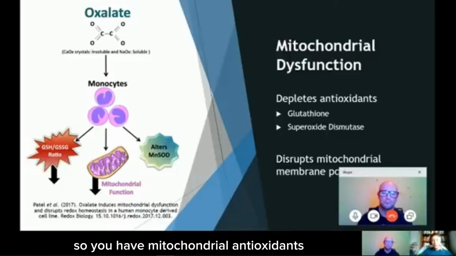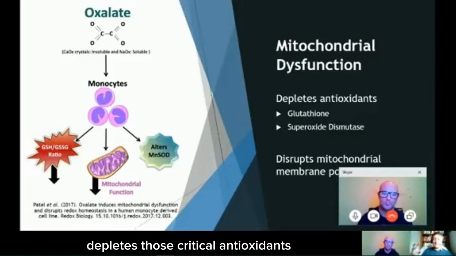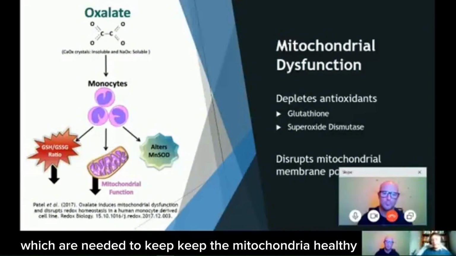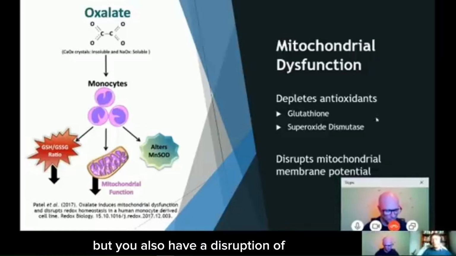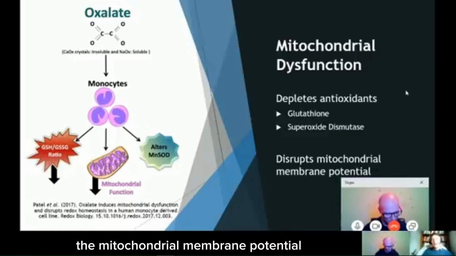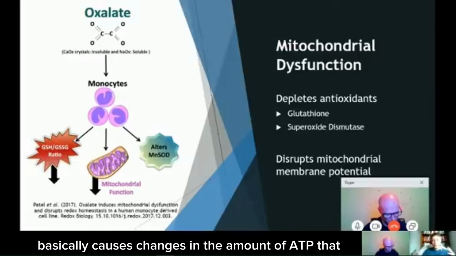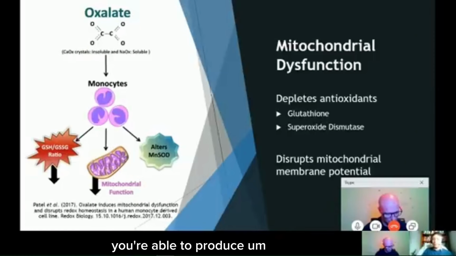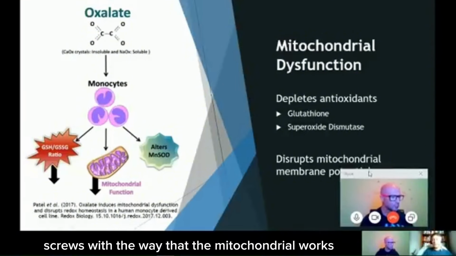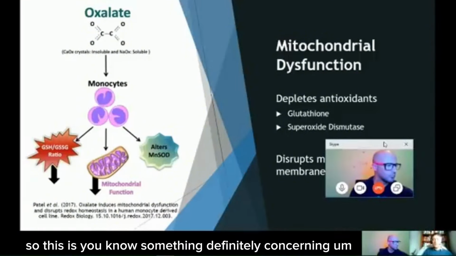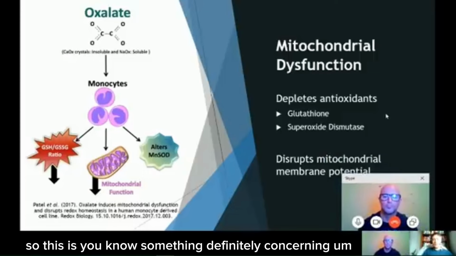So you have mitochondrial antioxidants such as superoxide dismutase. You have glutathione. The stress caused by oxalate actually depletes those critical antioxidants which are needed to keep the mitochondria healthy. But you also have a disruption of the mitochondrial membrane potential. And so this basically causes changes in the amount of ATP that you're able to produce, and essentially screws with the way that the mitochondria works. So this is something definitely concerning.